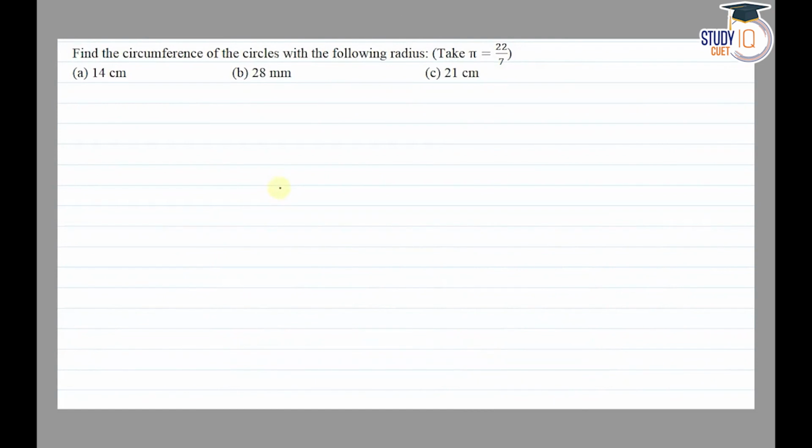Hello everyone. This question appears in the class 7th NCERT chapter on perimeter and area. This is the first question of exercise 11.3. The question says: find the circumference of the circles with the following radius. In part A, the radius is given as r equal to 14 centimeter.